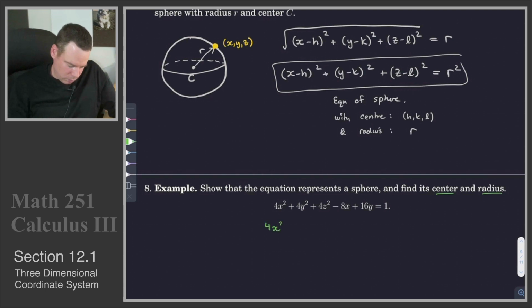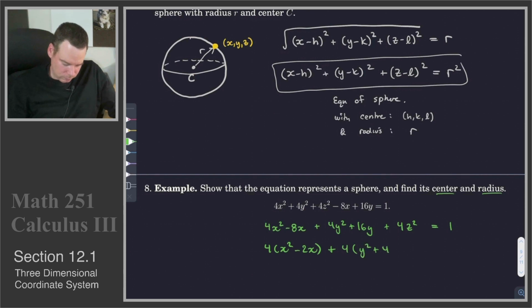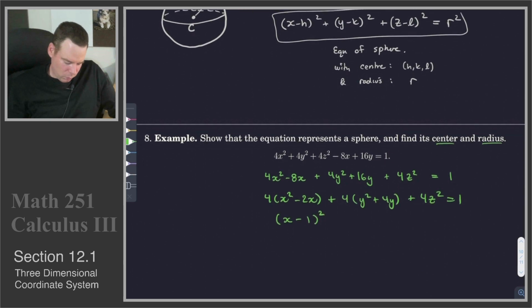Well, the way we're going to do this is we're going to group together the parts of the expression involving x. So we've got 4y squared plus 16y plus 4z squared is equal to 1. And now what we have to do is complete the square for each of these components. So we'll factor out a 4 from this first part, and also a 4 from the second part. And now I'd like to write this as a perfect square, so it would be an x minus 1 all squared, and I have that 4 out front.